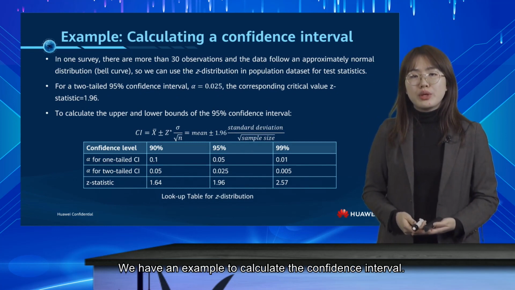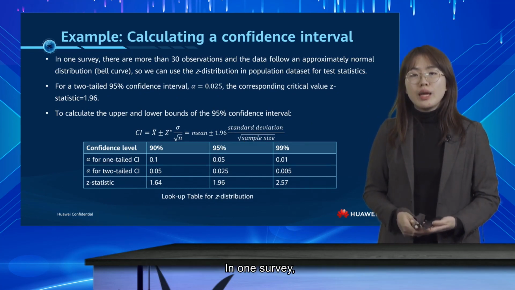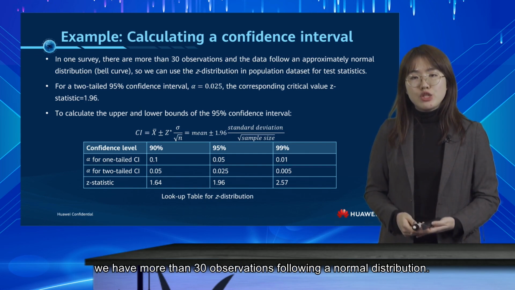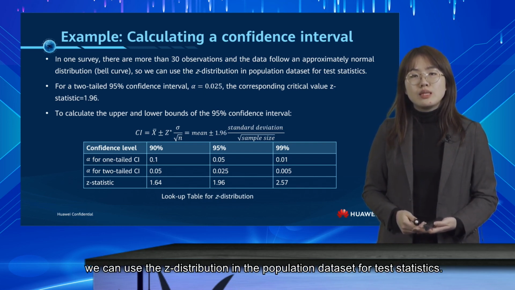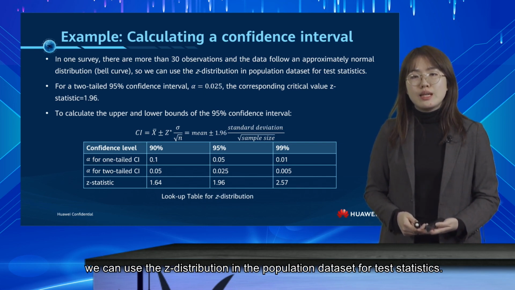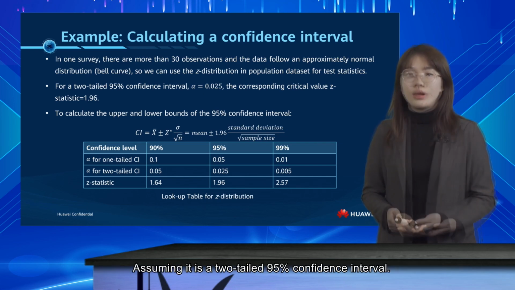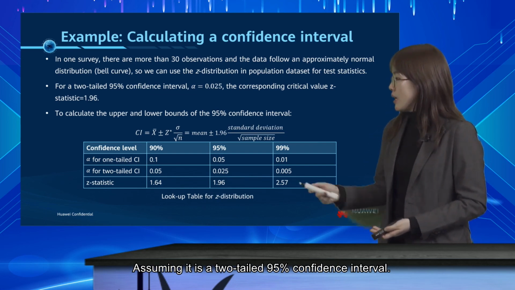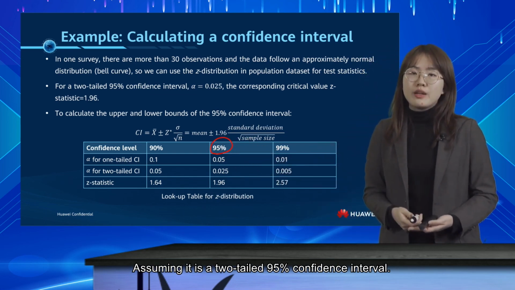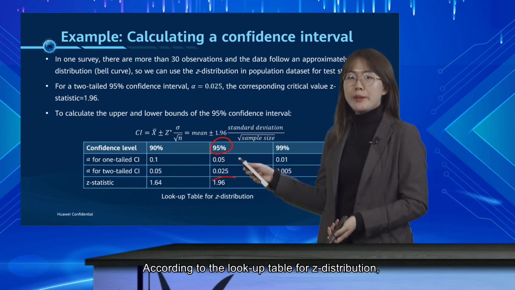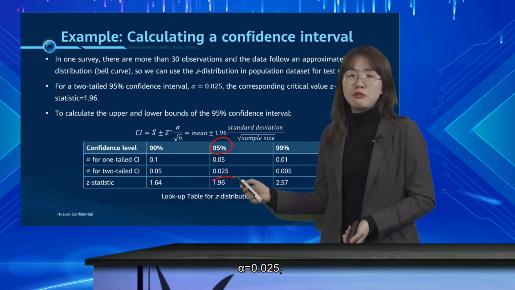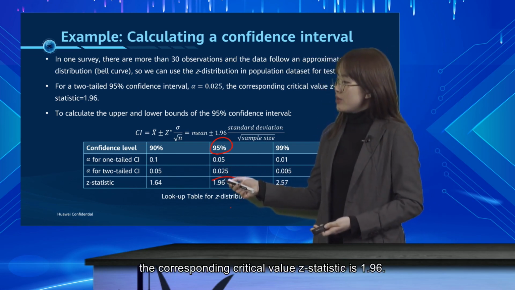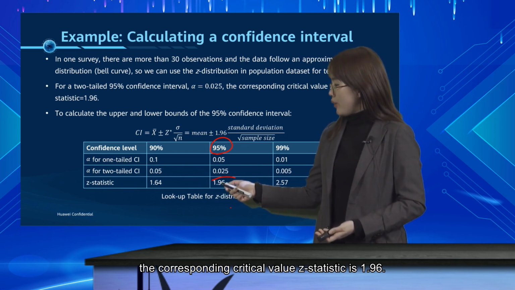We have an example to calculate the confidence interval. In one survey, we have more than 30 observations following a normal distribution. Since the sample size is more than 30, we can use the z distribution in the population dataset for test statistics. Assuming it is a two-tailed 95% confidence interval, according to the lookup table for the z distribution, alpha is equal to 0.025. The corresponding critical z statistic is 1.96.